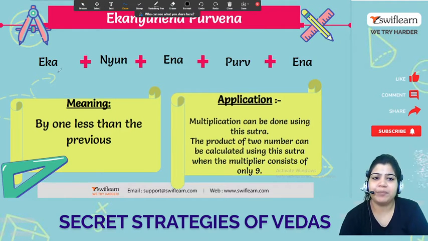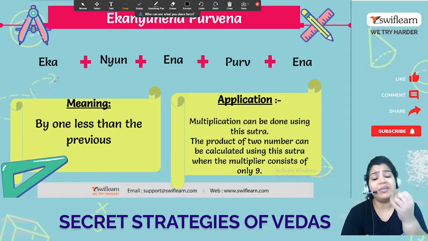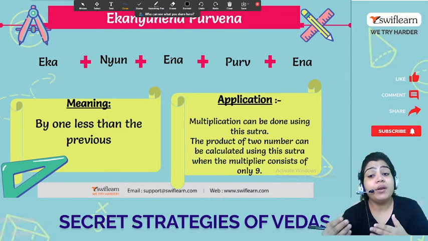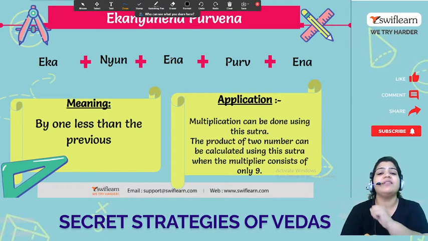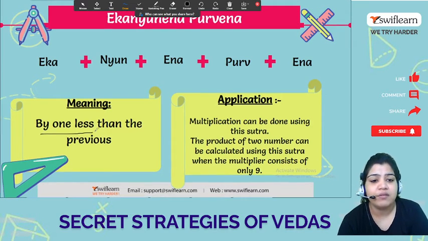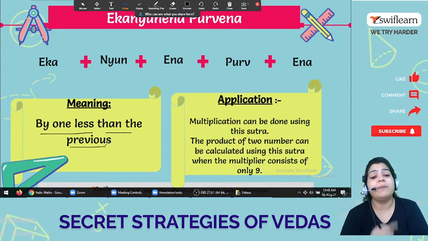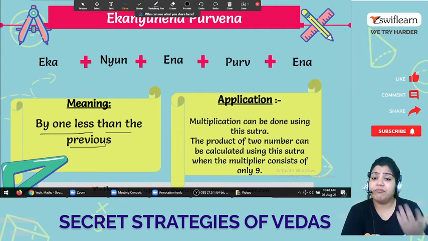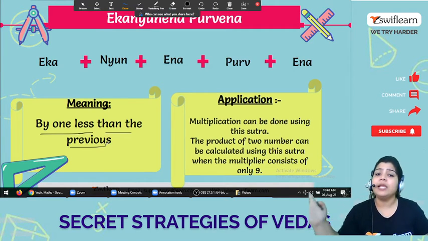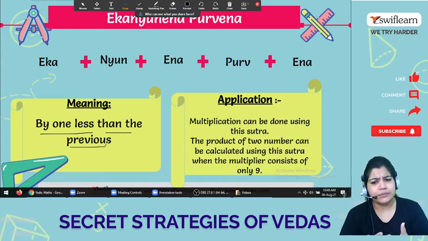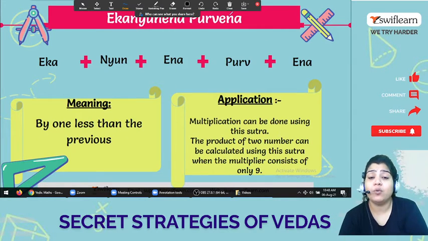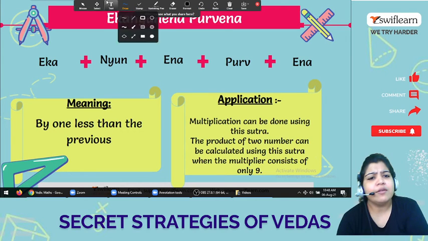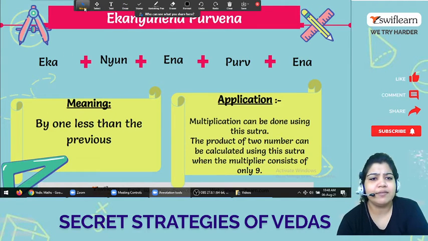Ekanyunena Purvena. Eka means one, Nyun means less, and Purvena means previous one. The meaning is by one less than the previous. As you can see on screen, by one less than the previous. But what is the use? The use is we can multiply any large number by 9. In the last episode I told you if the number of nines is equal to the digits of the multiplicand. So let's see again.